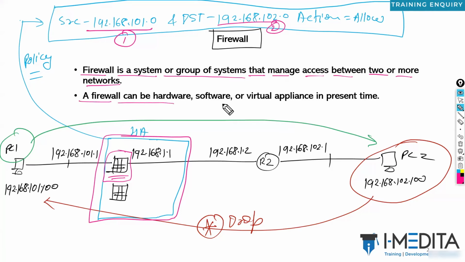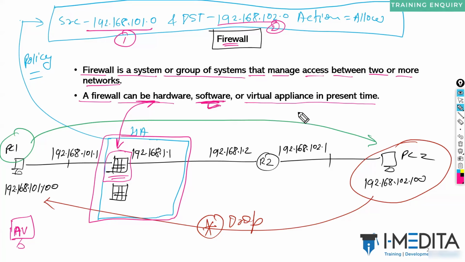A firewall can be hardware, software, or, in present time, a virtual appliance. When we are replacing a router with a firewall, at that time the firewall will be in hardware format. When the firewall is in software format, we have a PC. On the PC, we will install antivirus. So when we install antivirus, that antivirus is also a firewall, and at that time the firewall will be in software format.